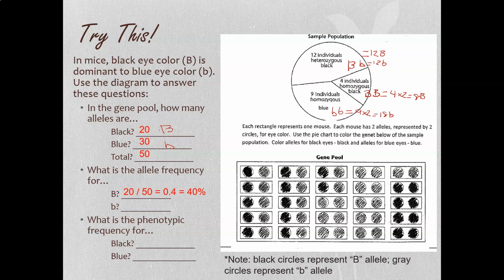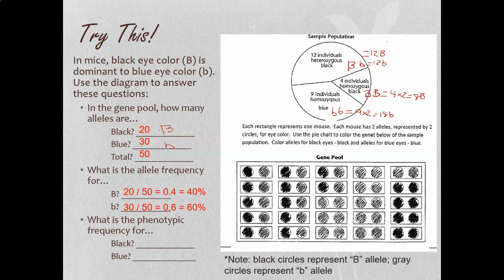I do the same thing with those lowercase alleles. For blue, there were 30 out of the 50 total, and so 60%. Okay, now I want to come back and take a look at the phenotypic frequency. So how common is it to just have one color versus the other? And again, out of the total population.